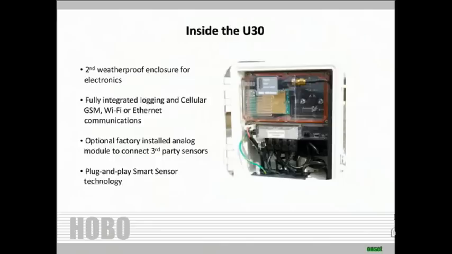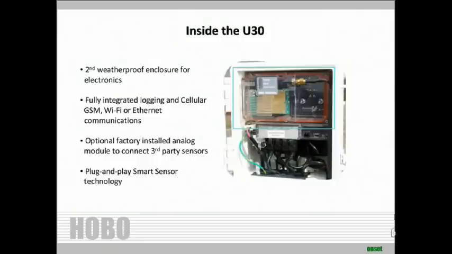Again, taking a look at the U30 weather station that we have on our roof, you'll see the second weatherproof enclosure, which holds the important data logging and communication electronics. That's here in our clear box right here. The housing sits on top of a rechargeable lead-acid battery. The battery is recharged either by a solar panel or an AC power adapter.